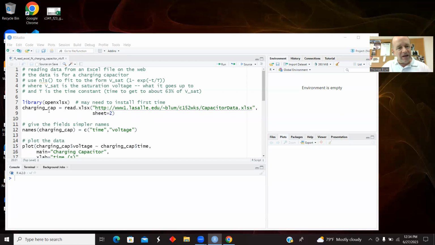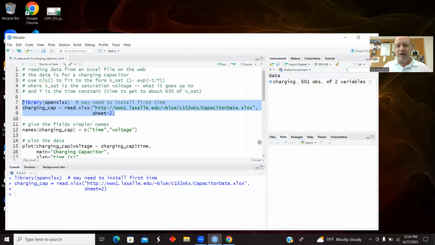So I'm reading the data in, and I'm specifying the sheet. And so here's the URL for that file. There were multiple sheets, so this was sheet 2. The first sheet, I think, was the discharging capacitor. I wanted the charging capacitor, so I specified the sheet. And this creates a data frame. I think the other library made a list that I could convert to a data frame. This library made it a data frame from the start.